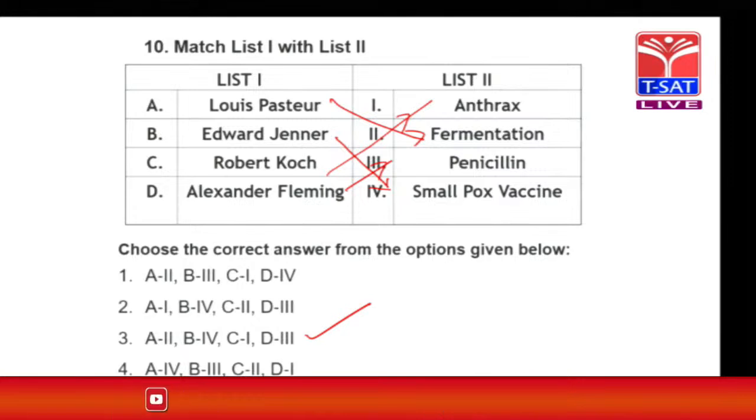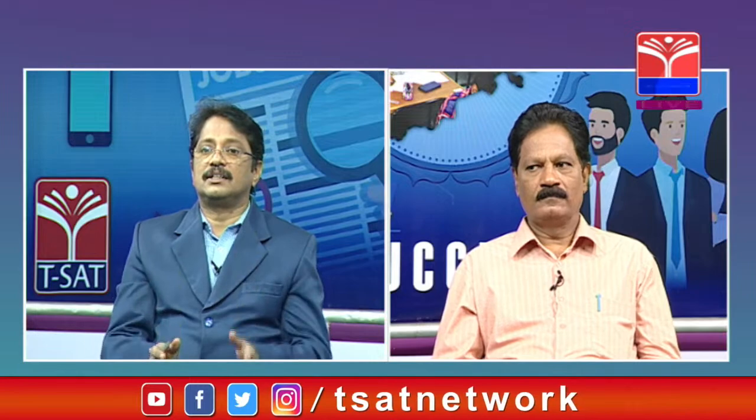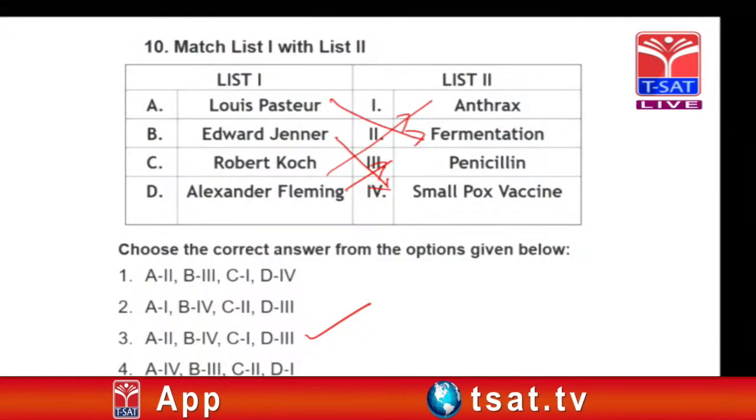Here you have to prepare a table or concept map of different scientists and their inventions. When you write it, it is most useful for you, and you can use it as general awareness also sometimes. This question not only comes in biological science, it can also come in general awareness, because it is based on scientists' names and their inventions.